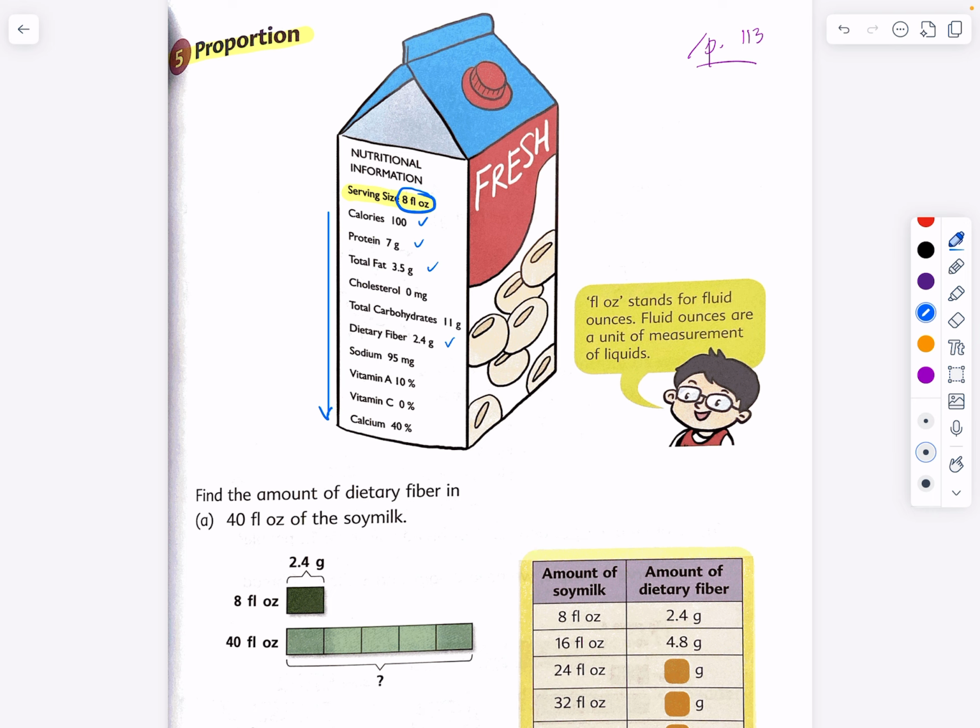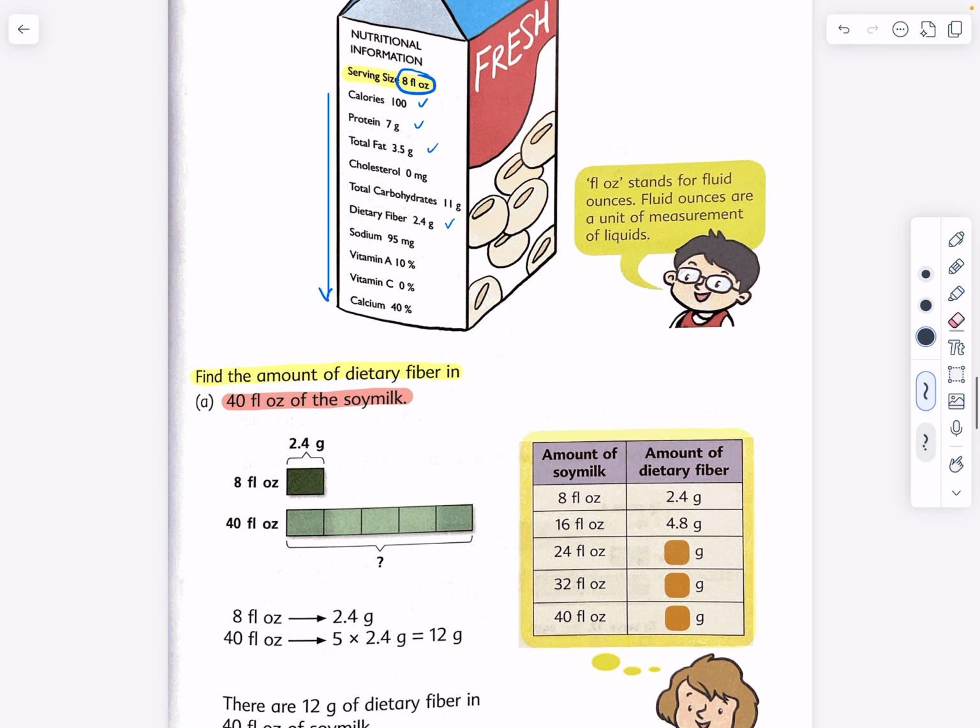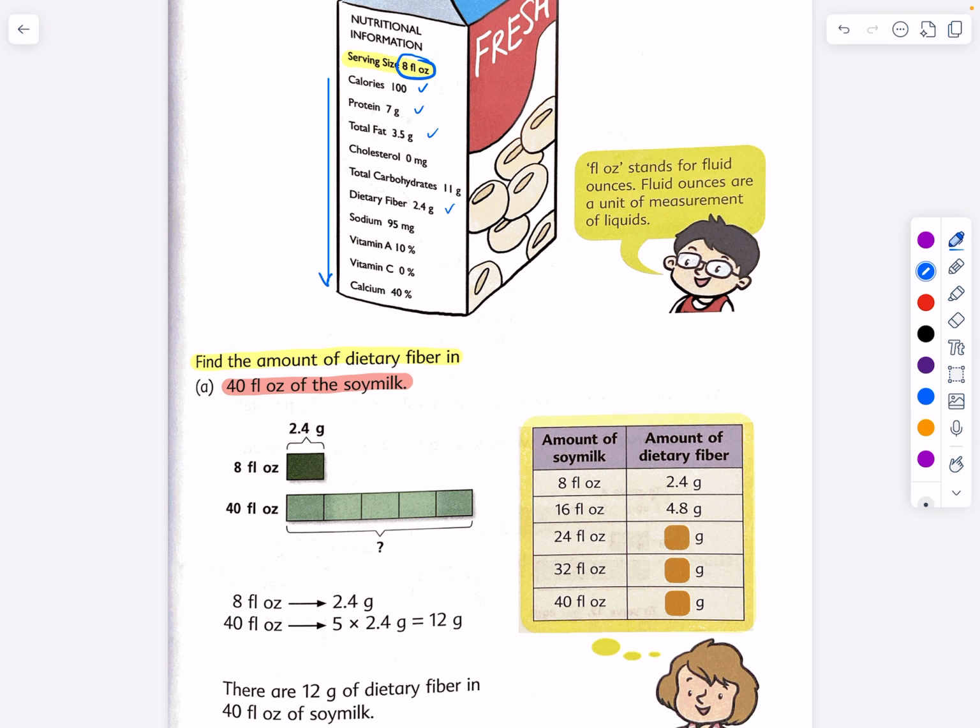Find the amount of dietary fiber in 40 ounces of soy milk. So take a look. What is given? Given by the word problem, we have 8 ounces of milk, that's the serving size that contains 2.4 grams of dietary fiber. Here is the information about the dietary fiber. Now, what about 40 ounces of milk?